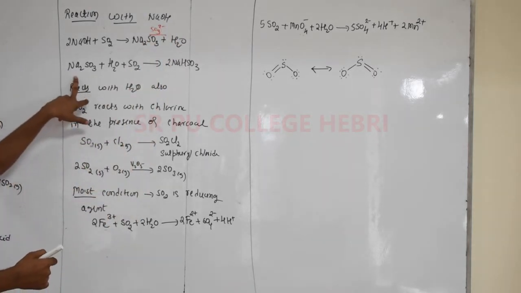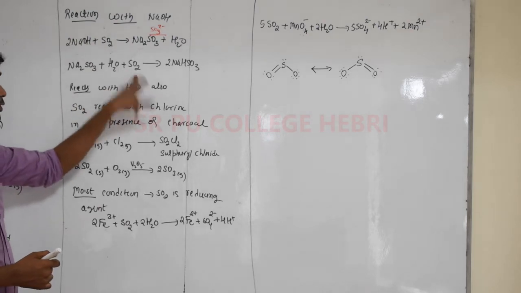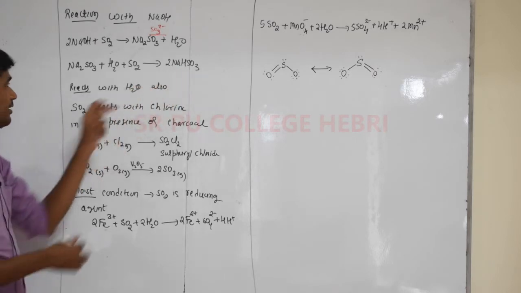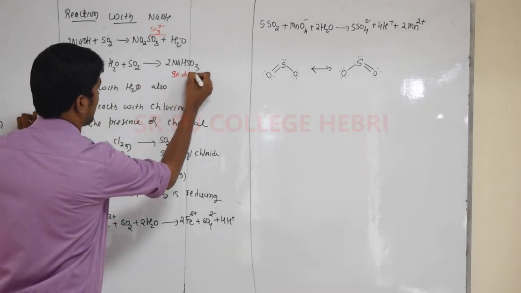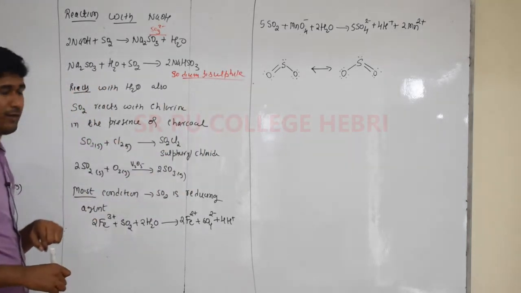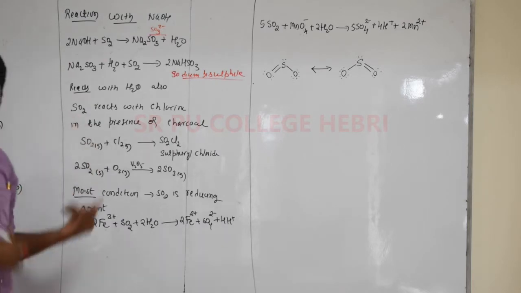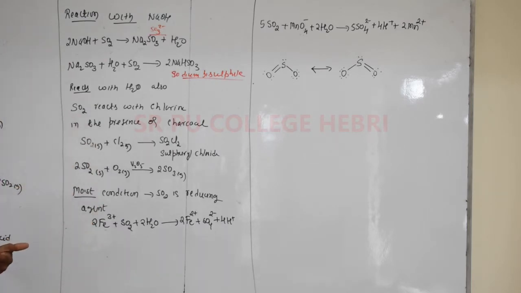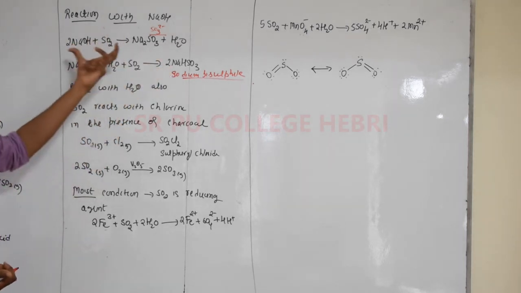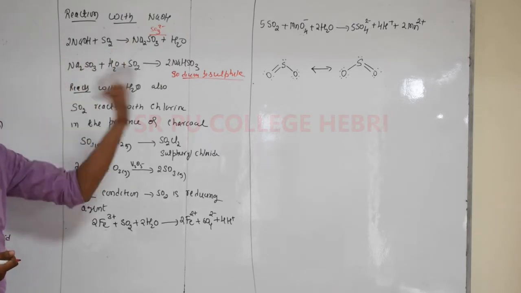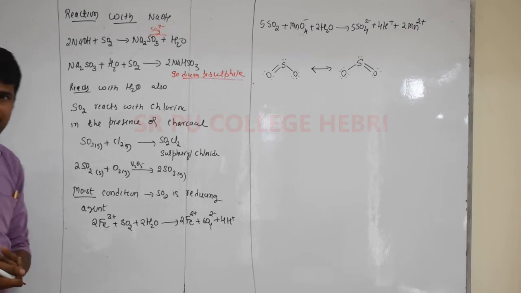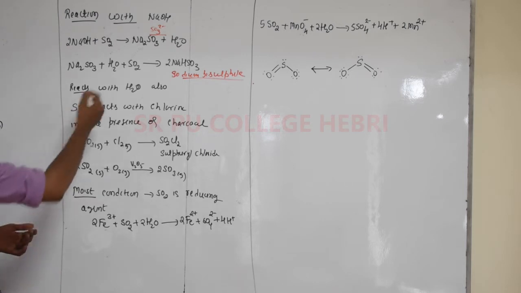Similarly, this sodium sulfite further reacts with H2O and SO2 which is present in the reaction mixture, and forms sodium bisulfite. They ask this reaction: preparation of sodium bisulfite. When you pass SO2 gas through sodium hydroxide, it forms sodium sulfite, which further reacts with the excess water and SO2 present in the reaction mixture, and forms NaHSO3, sodium bisulfite or sodium hydrogen sulfite. Understood? Yes.